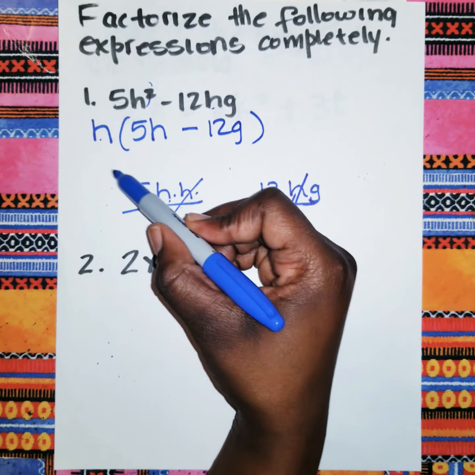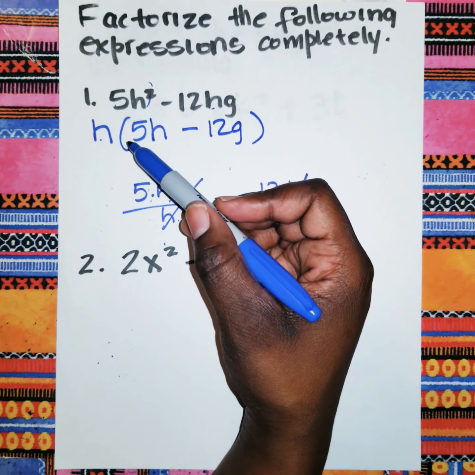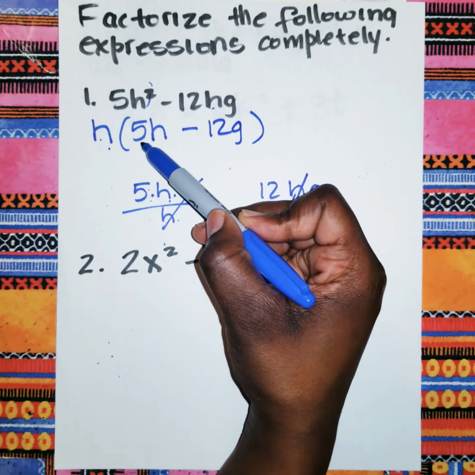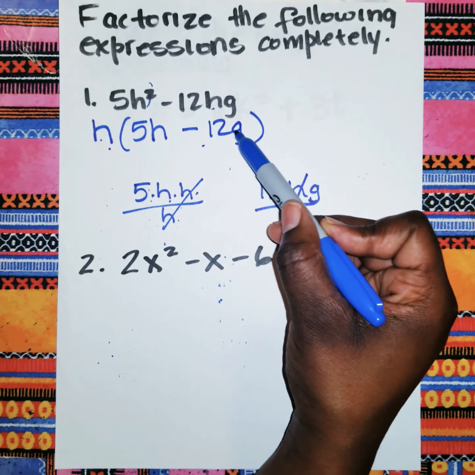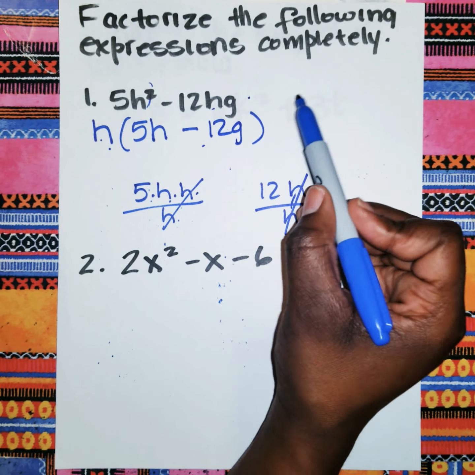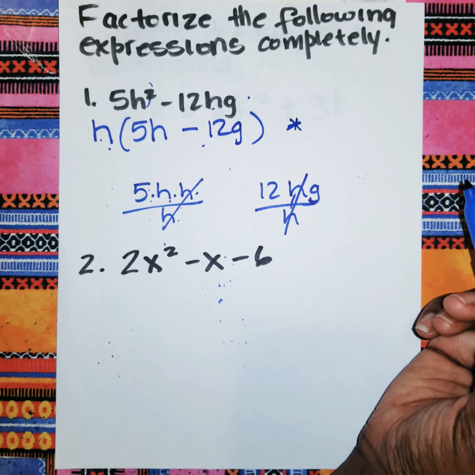Having this, guys, if you should expand the bracket by using the distributive property, by say h times 5h and h times negative 12g, you should get back where you start from. And so this will be our final answer.